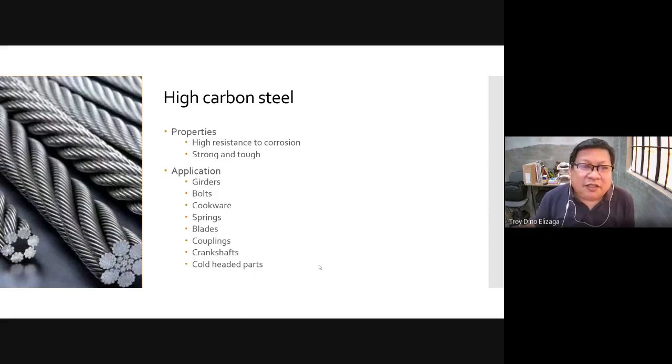High carbon steel is highly resistant to corrosion, strong and tough. The picture you see here is a cable. No? It's a high tension cable which is normally used for suspension structures, suspension bridges, or even for guy wires in posts, electrical posts. So they're really very strong. Although they can also be used for cookwares, no? But then they're used for springs, blades, coupling, crankshafts, and other things.